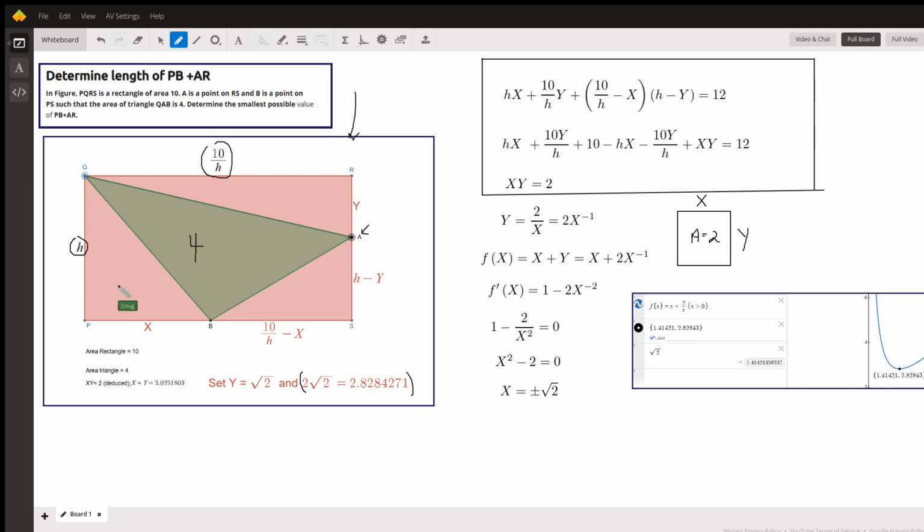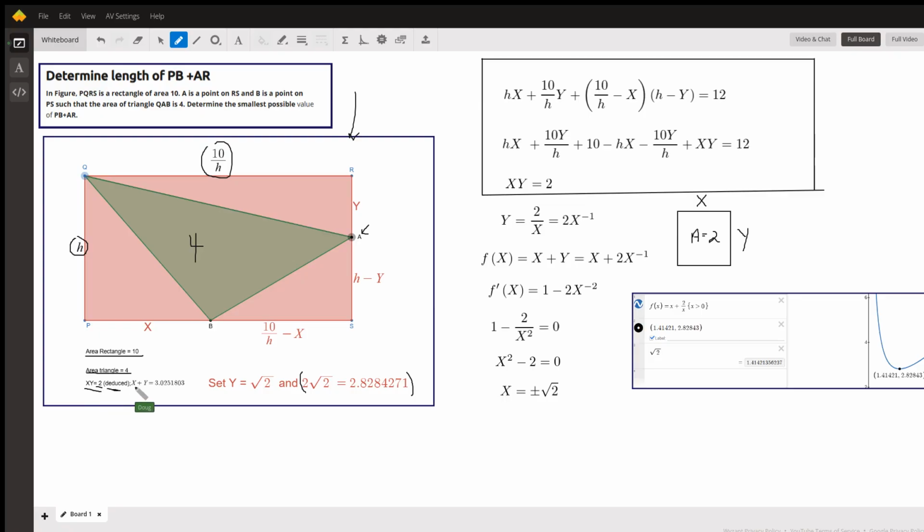And that means the area of the red rectangles have to add up to 6, because 6 plus 4 gives us 10. So there's the area of the rectangle. There's the area of the triangle. It's possible to prove that in order for that to be the case, x times y, where x is PB and y is AR, the product of those two lengths has to be 2, and that's what we're going to show.